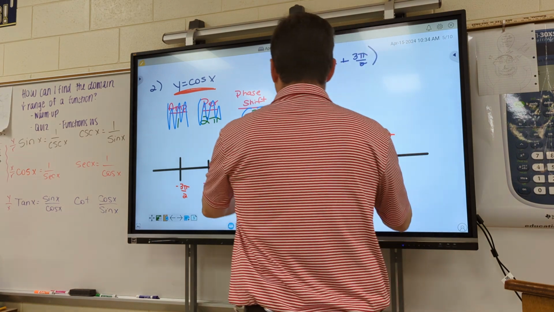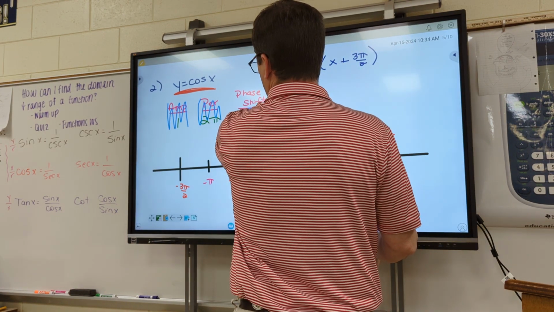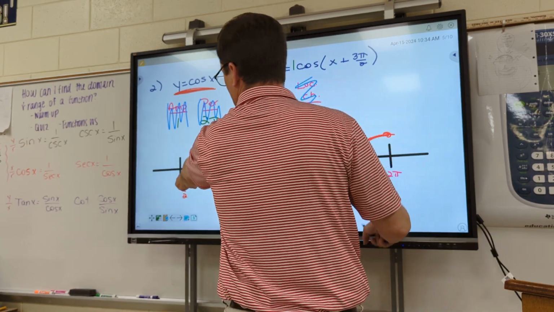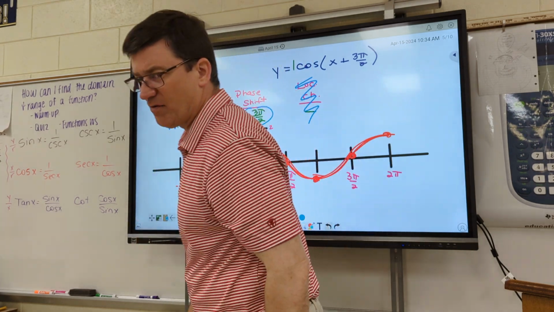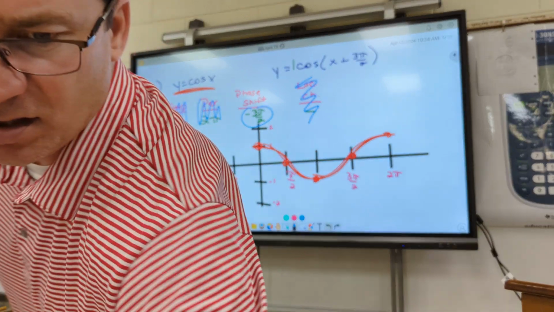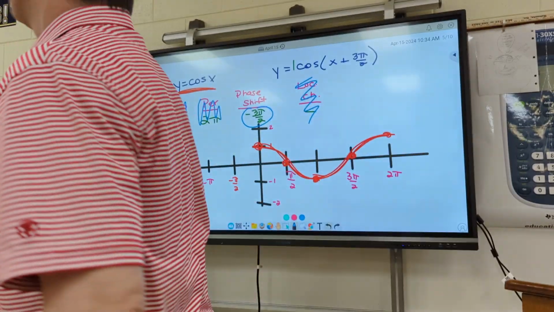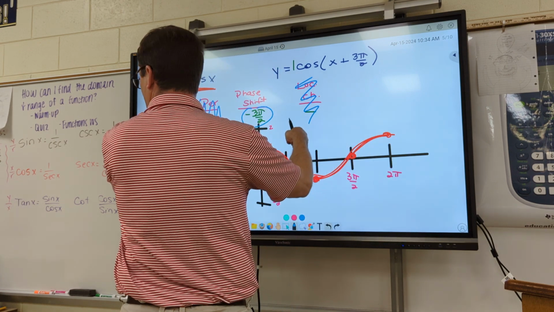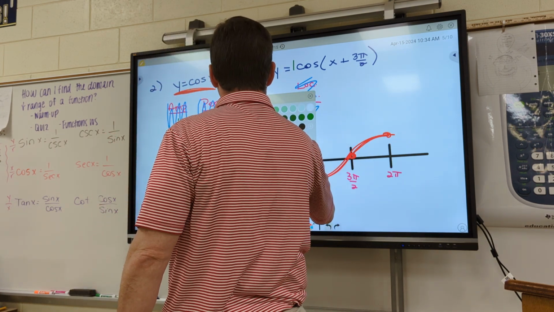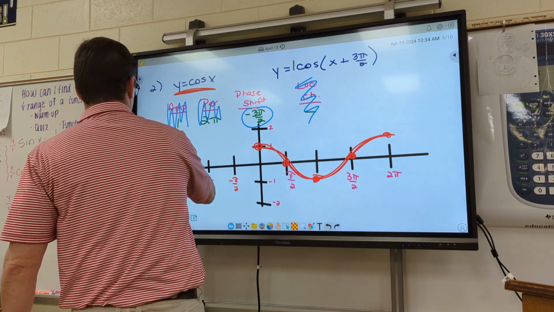All we have to do, take your graph, slide it down, negative 3 pi over 2, which is way down here. Just slide it. Did I answer that right? Negative 3 pi over 2? That is right, correct? Yes. All right, so you're going to have the same exact graph. You're just going to slide it down to here. So now get your color. Boom.